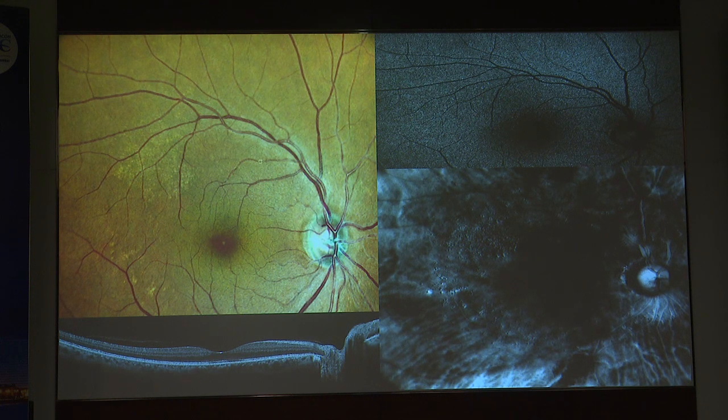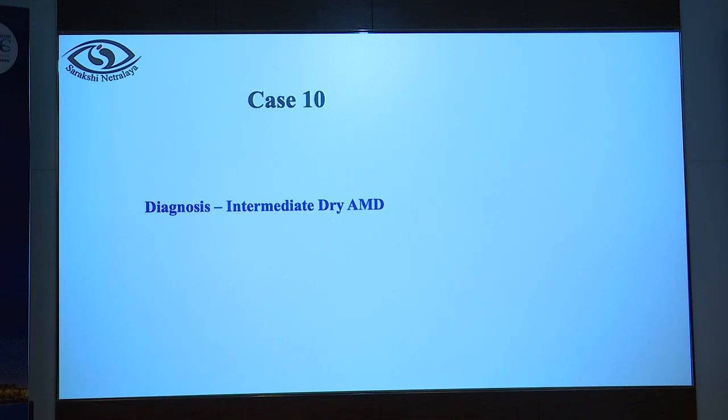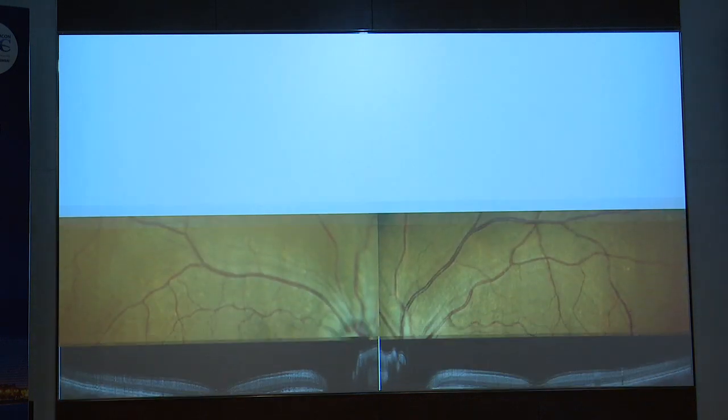So we are doing a study where we are able to count the number of RP cells with certain strategies. We will be coming out with a paper in a short while. It is sent for publication. We will explain it to you. Now look at intermediate dry AMD.